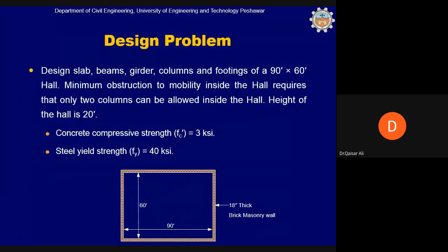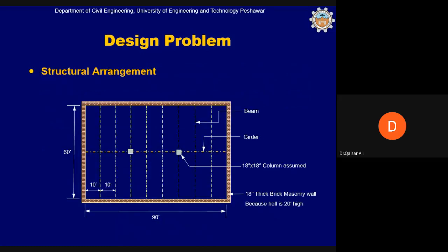In the previous 2 design examples, which we discussed in the previous lectures, we allowed no columns inside the hall. But this time, for minimum structural obstruction to mobility inside the hall, only 2 columns can be allowed. So if 2 columns are allowed, we will take advantage of this and place these 2 columns symmetrically in this hall, like this.